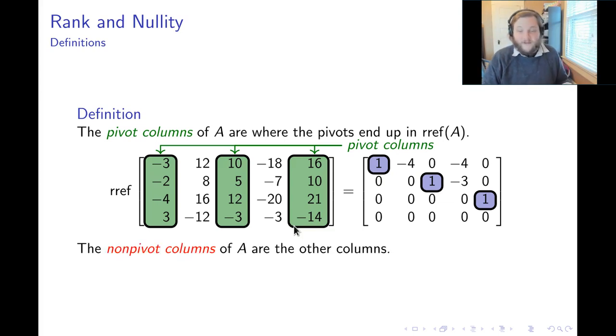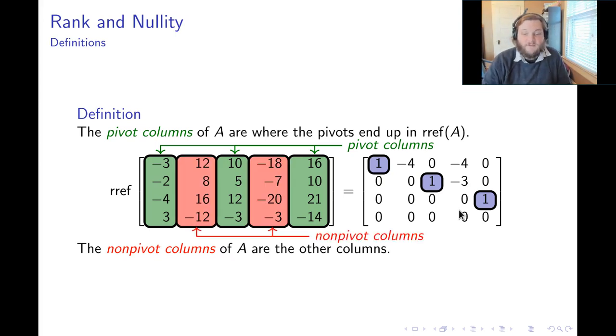What are the non-pivot columns? Well, that's the other columns. So in this case, the second and fourth columns end up in non-pivot columns once we row reduce, which means that these are the non-pivot columns of our general matrix.